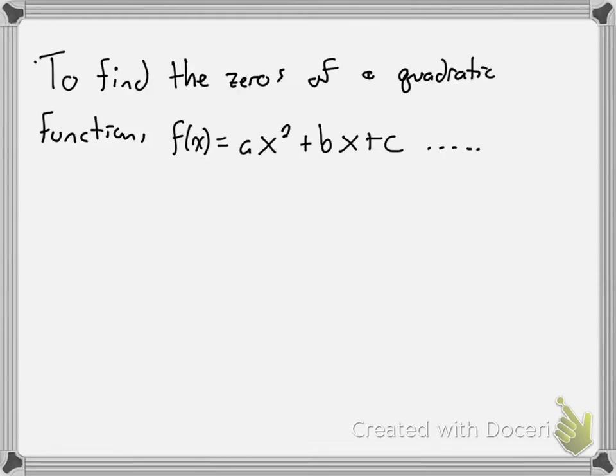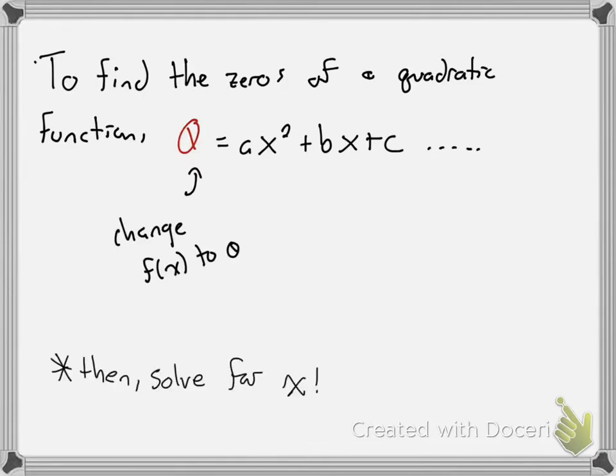To find the zeros of a quadratic function, f of x equals ax squared plus bx plus c, you just set your equation to 0 and then you solve from there. There are a couple different ways we can solve. In the last section, we learned how to factor. That's one way we can solve. We're also going to learn how to do that in our graphing calculator in this video. And finally, we're going to figure out how to do this using the quadratic formula by the end of the unit.